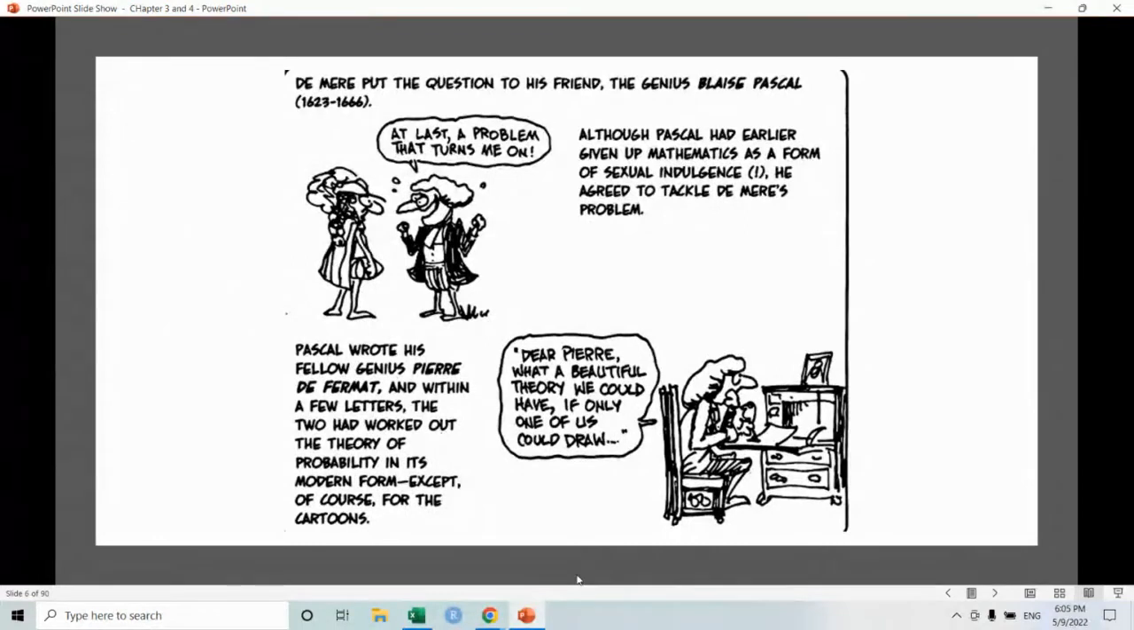So de Mere put the question to his friend, a very famous mathematician, Blaise Pascal. He said, at last, a problem that turns me on. Although Pascal had earlier given up mathematics as a form of sexual indulgence, he agreed to tackle de Mere's problem. So Pascal wrote his fellow genius, Pierre de Fermat, and within a few letters, the two had worked out the theory of probability in its modern form, except minus all these cartoons. So he said, dear Pierre, what a beautiful theory we could have if only one of us could draw.